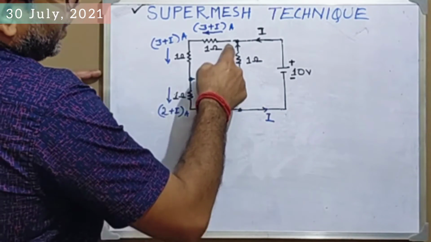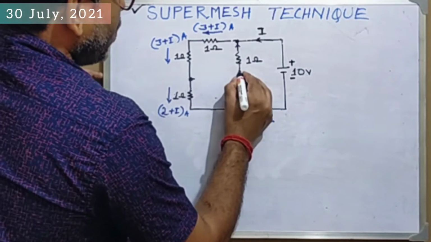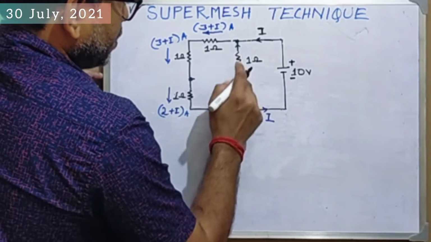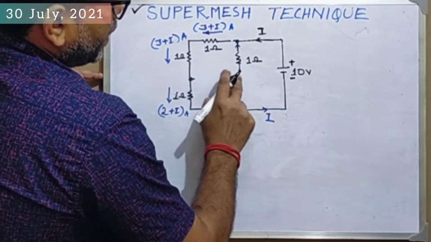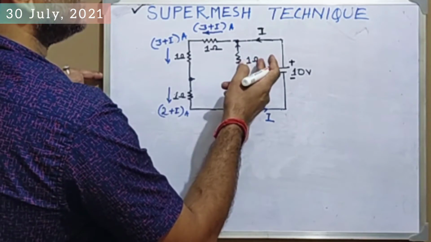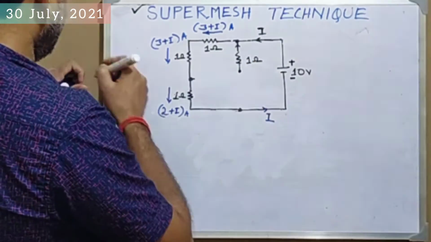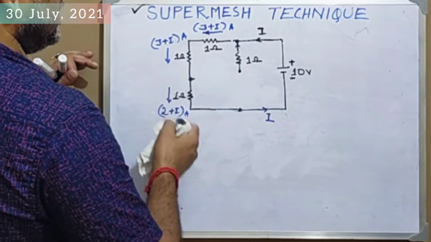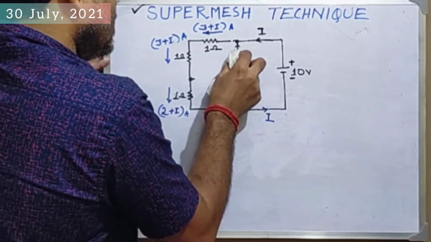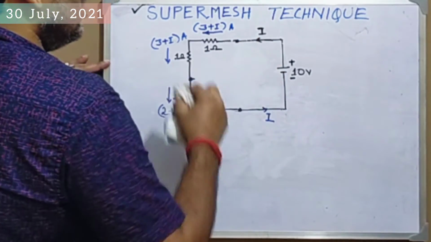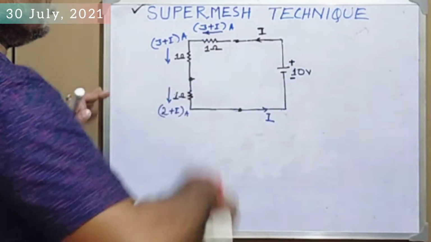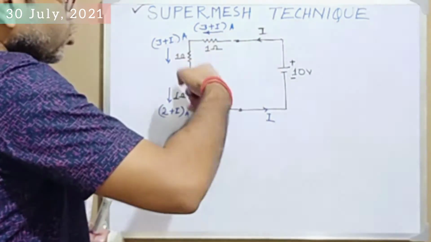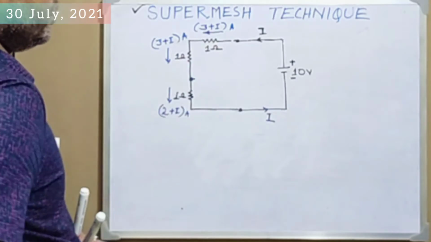Now this 1 ohm resistance is open at this end, so there is no use of such a resistance in this particular circuit. Now you can eliminate this resistance also. So it is a huge loop that is known as a super mesh or super loop.